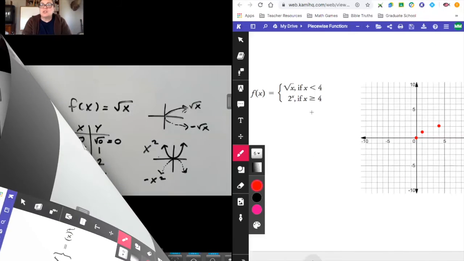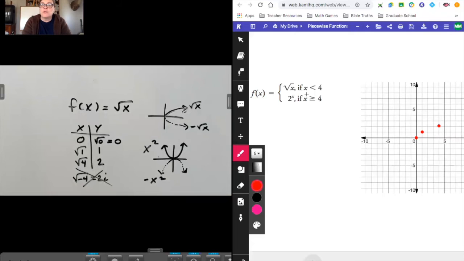Ready to look at the condition here. The square root of x only exists when x is less than 4. So I do need an open circle here at 4. And then it only goes to 0. That's the only place it exists. So there is your function right there, the square root function, less than 4.